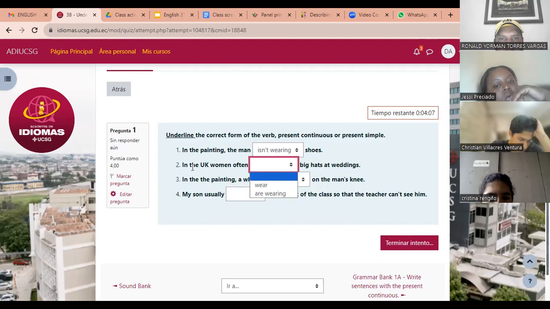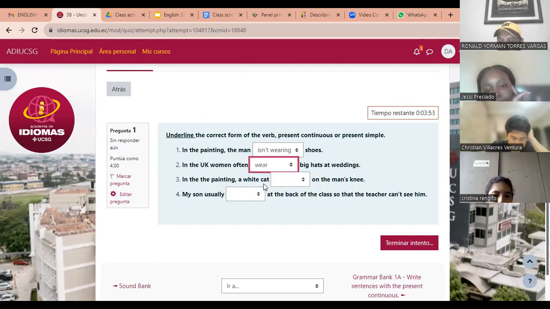So in the UK, we don't wear hats. Aquí en Ecuador nadie se pone sombreros. I mean, especially for weddings, we don't wear hats. But in the UK, women often wear big hats. Son unos así muy bonitos. Very nice, very fancy. But that's something that usually happens. That's a fact. So that's why it's present time.